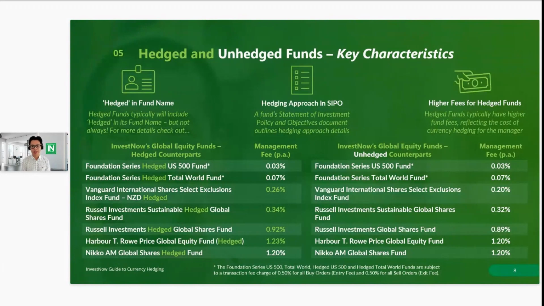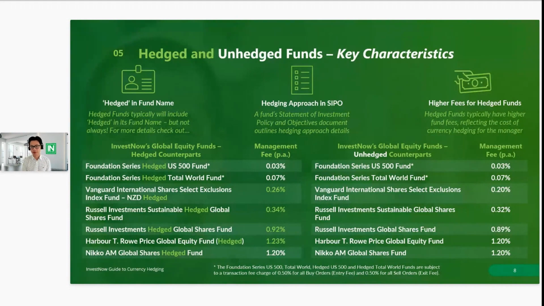So then as the end investor, you can mix and match between the two to cater your hedge ratio accordingly. Notwithstanding that though, there are some funds that don't have hedged in the name, but still incorporate some type of hedging approach. If you wanted to find out the specific hedging approach within the fund itself, you will need to check out the fund's statement of investment policy and objectives, or the SIPO document, which would outline specifically how much hedging there is.